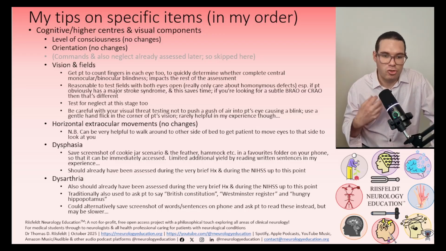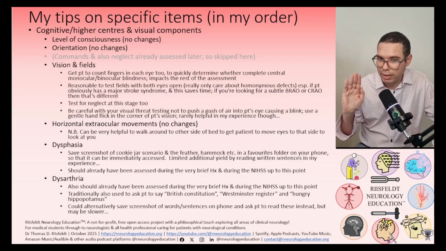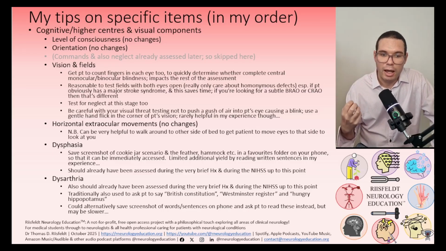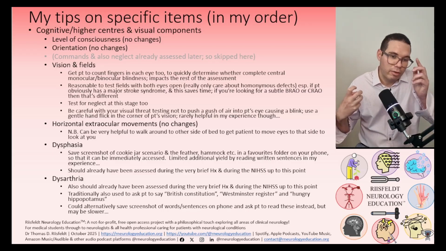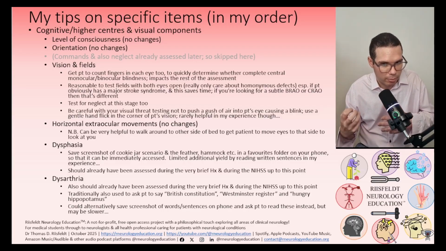Obviously, if the patient is GCS 3 and they're obtunded, you're not going to waste time by trying to get someone who is barely breathing to tell you if they can describe a cookie jar scenario correctly or not. So you have to exercise a bit of common sense here. The other thing is that you should have already made a bit of an assessment of whether the patient is dysphasic or not during your very, very brief history and during the NIHSS that's already performed up until this point as well.